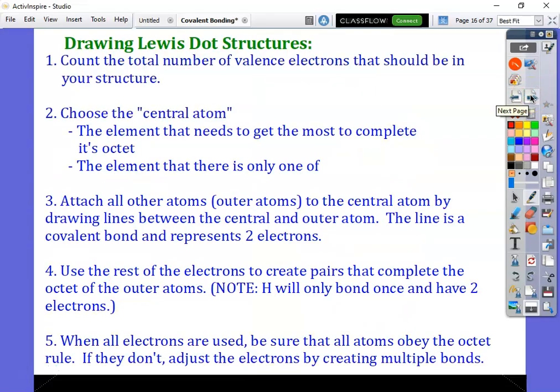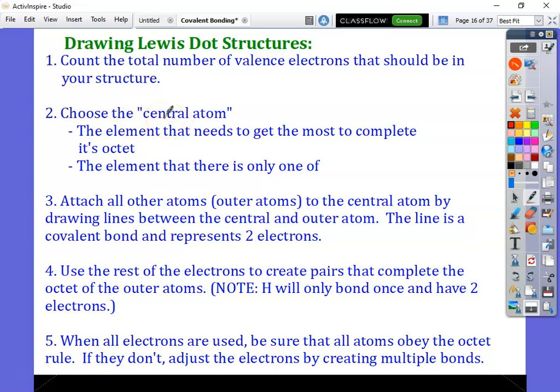All right, now let's take a look at these instructions. I know this looks like a lot of information, and it is, and at first you're going to have to read this carefully every time you do a Lewis structure, but you will get used to it over time, and you won't have to look at this list as much. So here are our steps for drawing Lewis structures. 1, count the total number of valence electrons that should be in your structure. 2, choose the central atom.